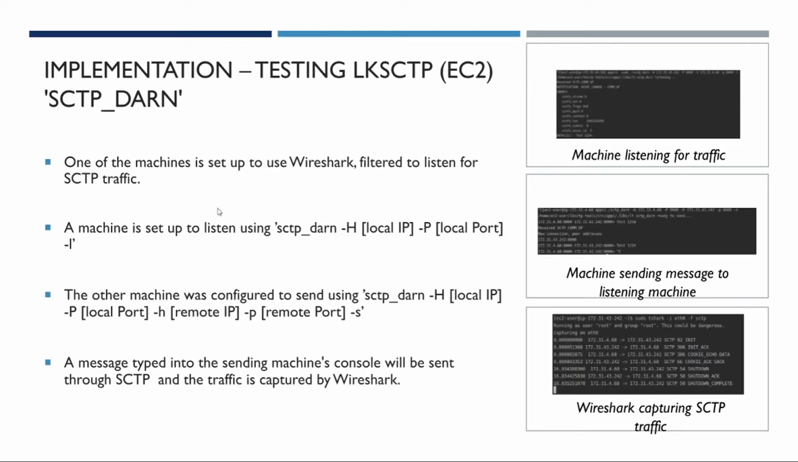The next machine is set up to use this command, which is the listening machine. It uses a local IP and a local port, and it doesn't need the remote IP and remote port because the sending machine will send directly to it. That's the other machine, which is the client machine. This is configured using this command. It contains a local IP, local port, remote IP, and remote port. The remote port will be the server.